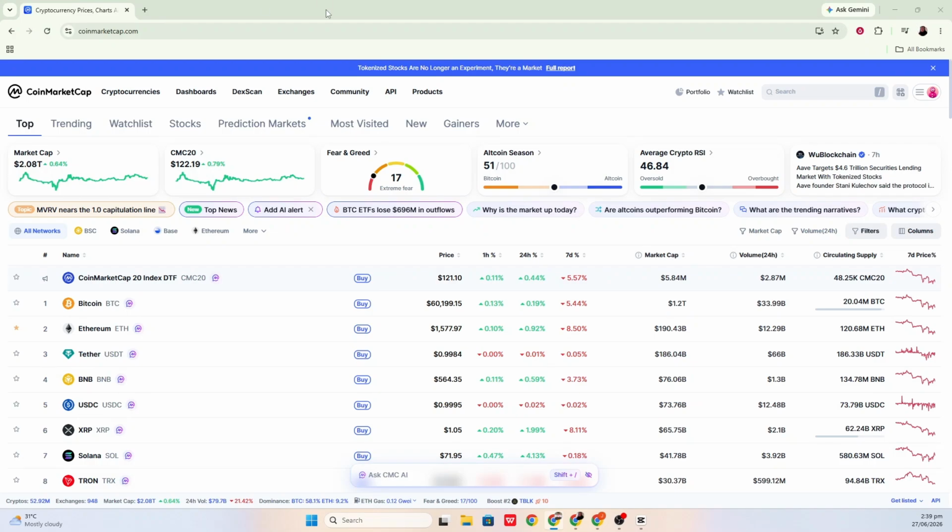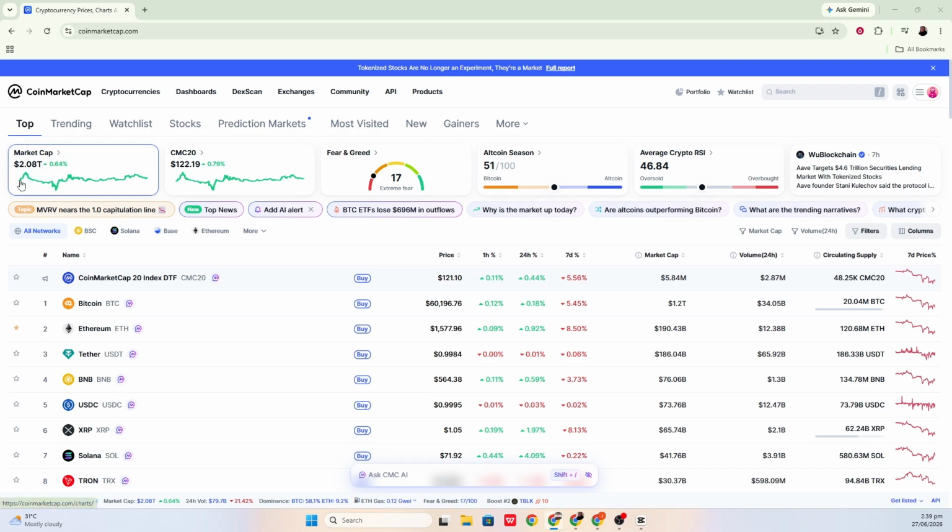In today's video, I will walk you through how to use CoinMarketCap to track crypto prices and market trends. CoinMarketCap is a website where you can get important information about the crypto market. On this website, you can check the global crypto market cap, which shows how much money is invested in cryptocurrencies worldwide. At the top of the page, you can see the total number of cryptocurrencies available in the market.